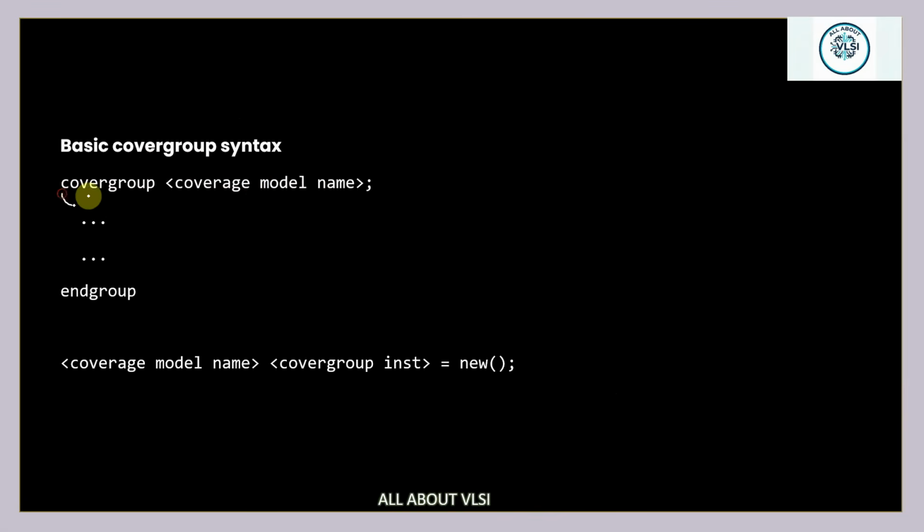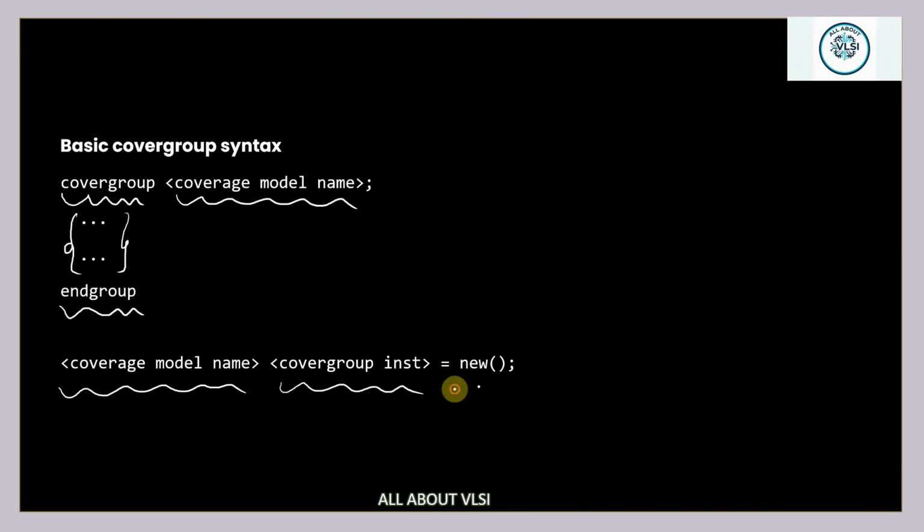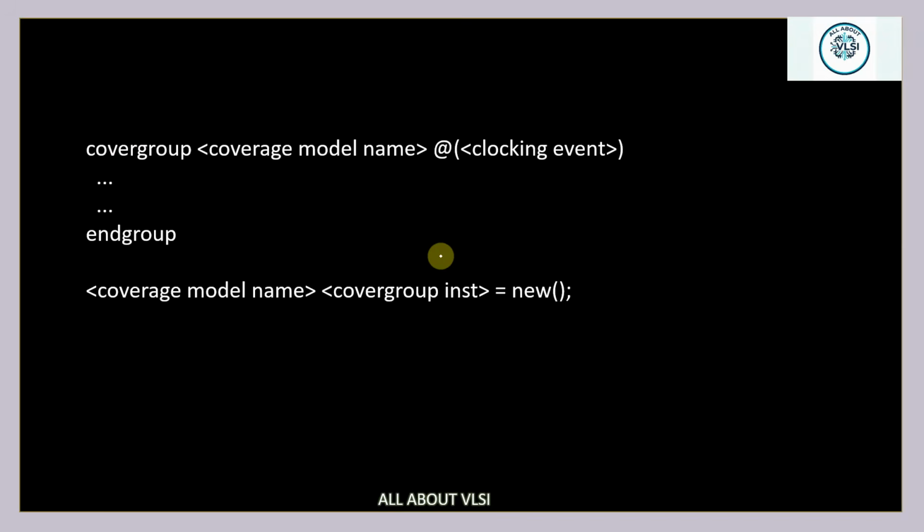We have the keyword covergroup, the coverage model name, followed by endgroup. Here we write our code. If we want to create the instance, we write the coverage model name, followed by the instance name equal to new. Then only the coverage will be done. Also we can have the clocking event, like when this coverage should be done: at the positive edge or negative edge, or whatever clocking event you need. You can have an event over here.